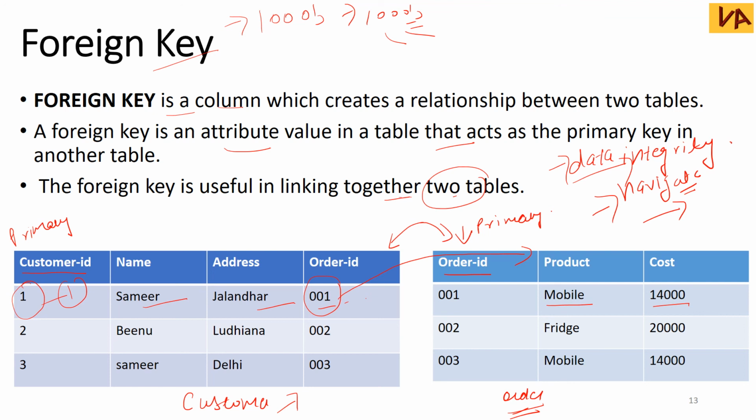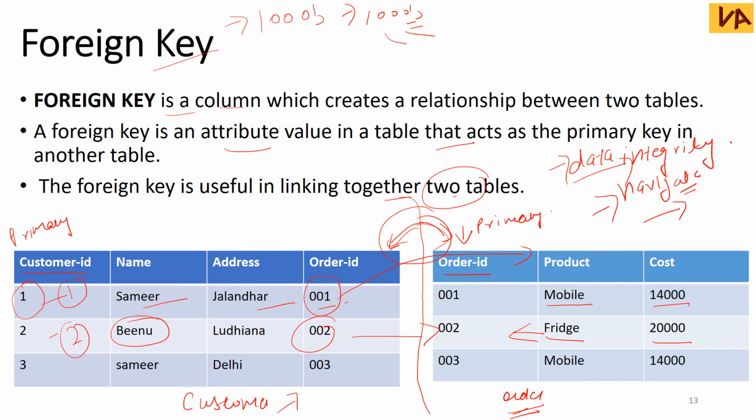But if we do not make a relationship between these two tables, then for the customer named Binu who has customer ID 2, we will never get to know what product she has ordered and what cost the product has. But if we make a relationship between these two tables, we can get the information of these products also. So this is all about the foreign key, which helps us to make relationships and navigate between these two tables.